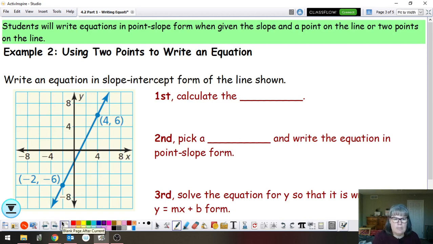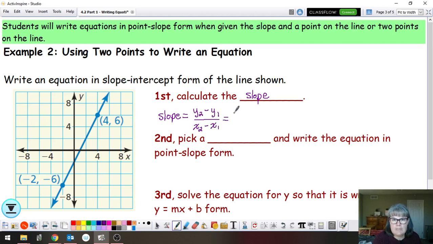We can also do this when we're given 2 points, whether the 2 points are on a graph like we have here, or if they're just given to us. The first thing you need to do is calculate the slope. If it's on a graph, you could just count the rise over run. If you're just given 2 points, you need to calculate the change in y over the change in x, which with the formula is y2 minus y1 over x2 minus x1.